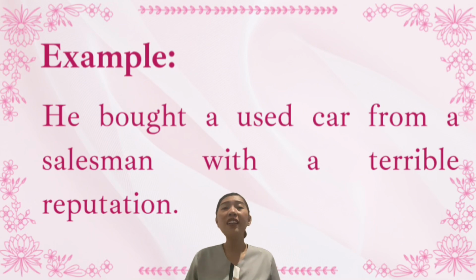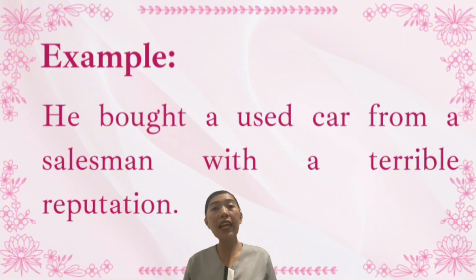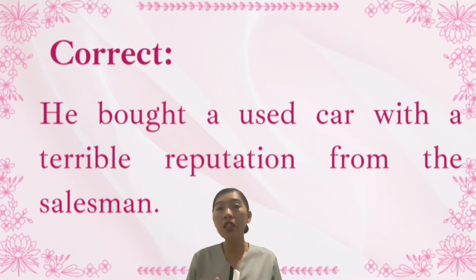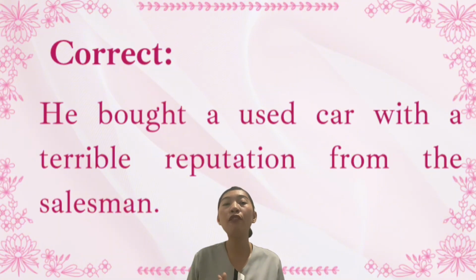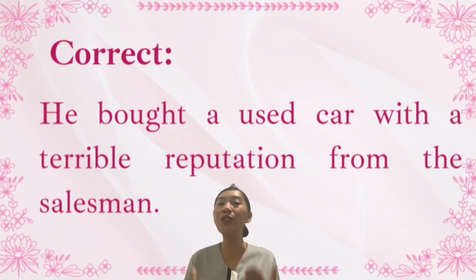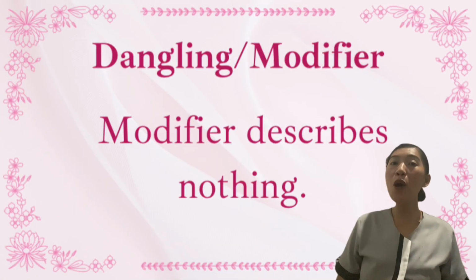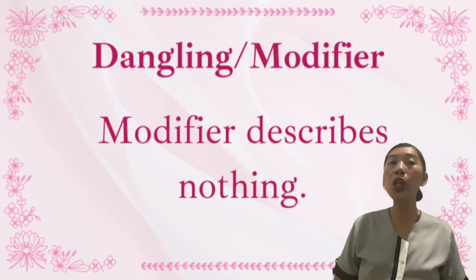So now, let us fix this logic. Place the modifier near the correct word. So, let us try to correct the sentence. He bought a used car with a terrible reputation from the salesman. So that is the correct sentence. Let us now proceed to dangling modifiers.